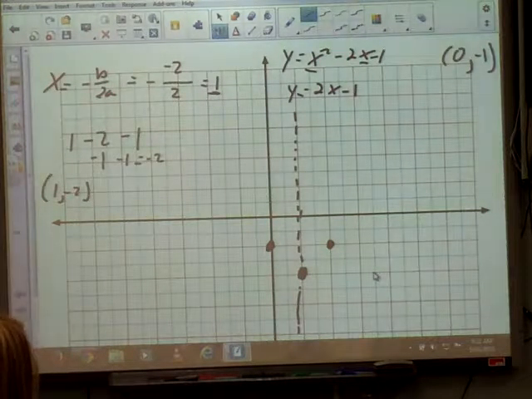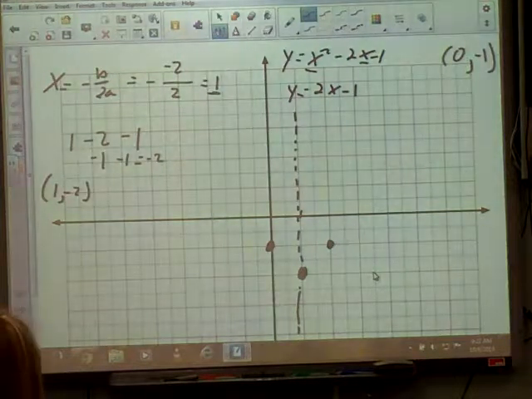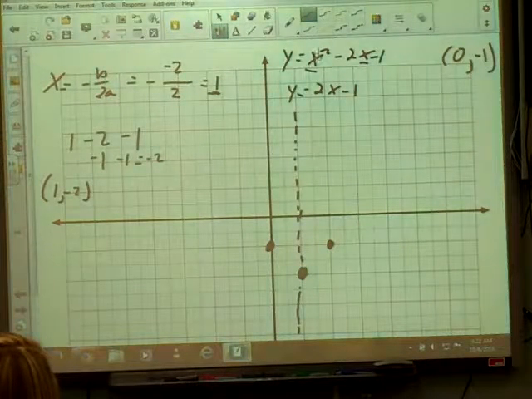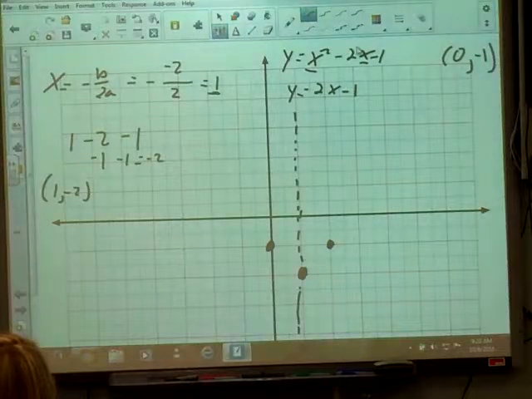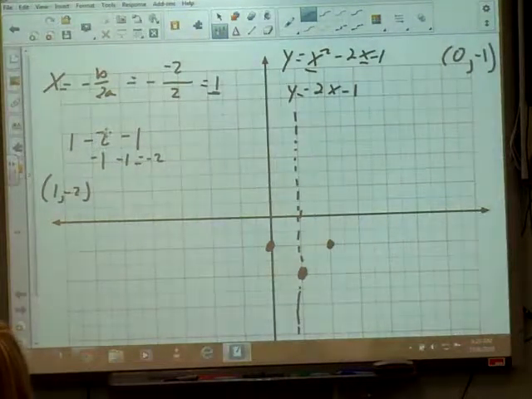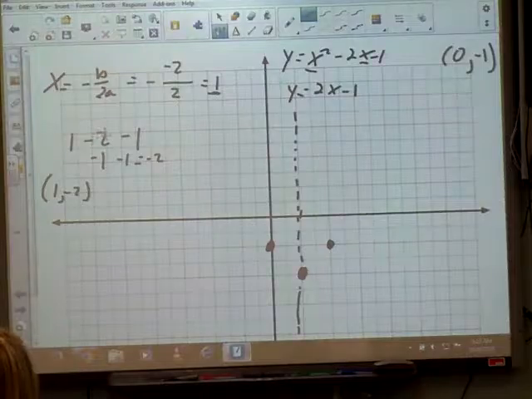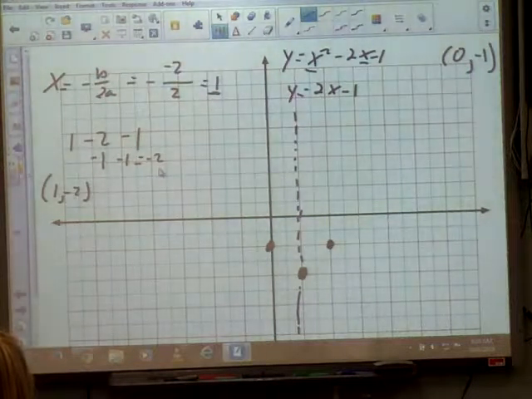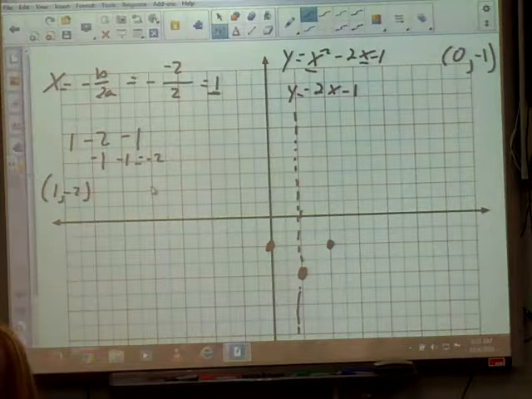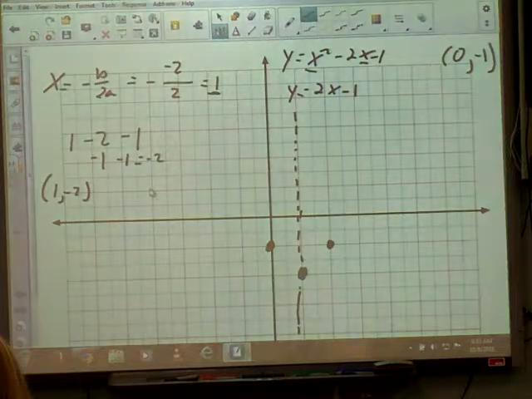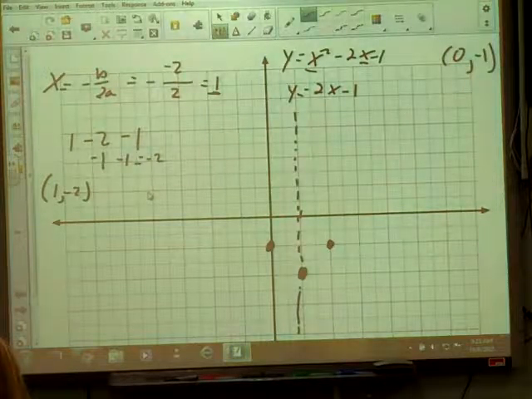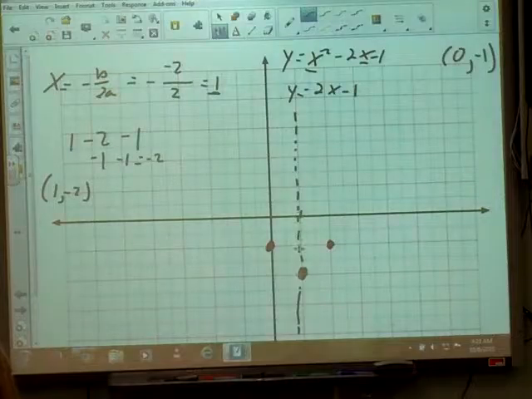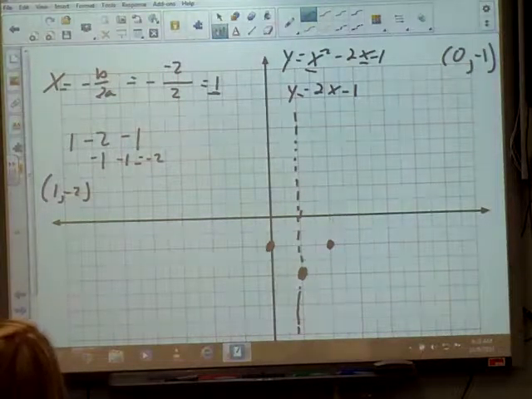Wait, how'd you get 1, negative 2? I got my 1 from doing negative b over 2a, and I plug a 1 in there. 1 squared is 1. Negative 2 times 1 is negative 2, minus 1. So 1 minus 2 is negative 1, and negative 1 minus 1 is negative 2. Did I do that wrong? That one is 0, negative 1. That one is 1, negative 2. And that one is 2, negative 1.